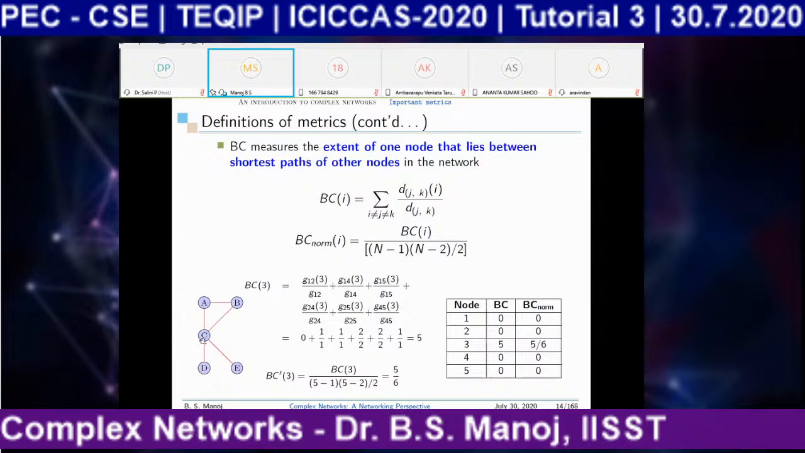Now, similarly, there are graph centrality metrics for the entire network centrality.